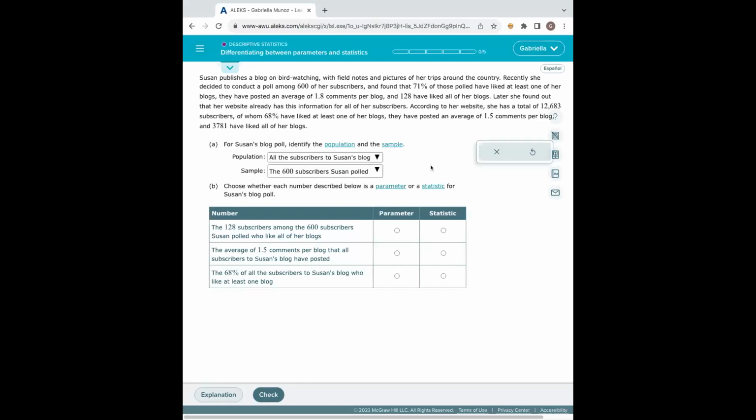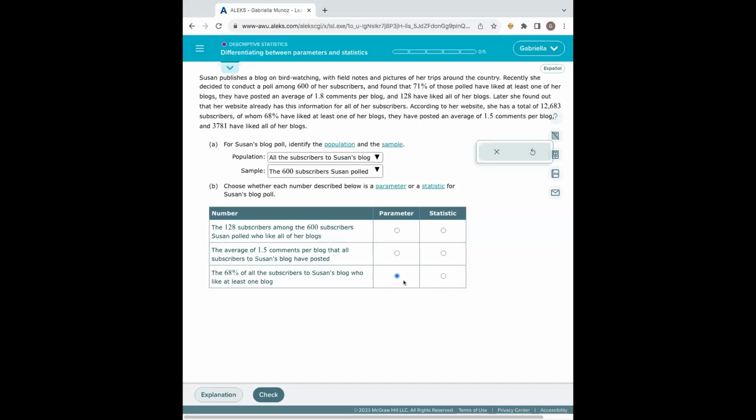Yeah. Okay. So the next problem there, where it says parameter statistic, for each one, what you're trying to decide is, does it represent all of them? If it's all of them, it's a parameter. If it's just some of them, it's a statistic, meaning if it's the sample. Parameter is the whole population. Statistic is the sample. So if you see the word all, like you do in the third one there, 68% of all the subscribers, that's a parameter.